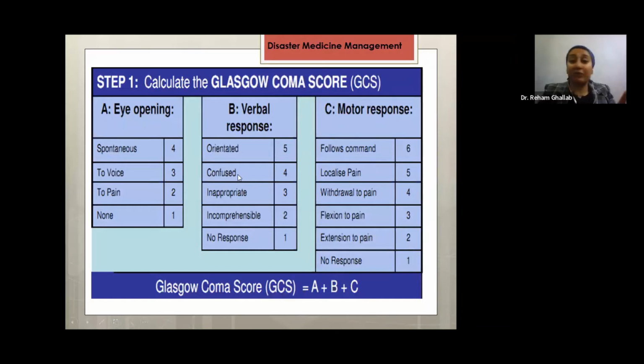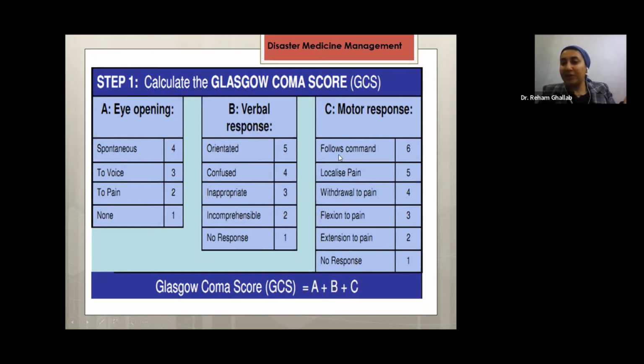If the patient is confused, with one right piece of information and another wrong, drowsy, and can't comprehend our talking or questions, the patient will have 4. Inappropriate words will have 3. Incomprehensible sounds will have 2. No response will have 1.